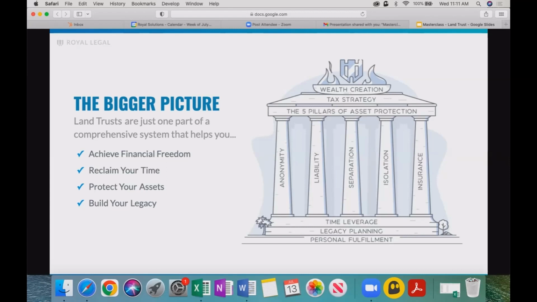The liability separation and isolation, that's going to come when you pair a land trust with an individual LLC per property or per asset. You're going to get that liability separation and isolation, so that if someone breaks into the land trust, they're going to have to get through an LLC. Worst case scenario, you have compartmentalized everything. They get into that one LLC.